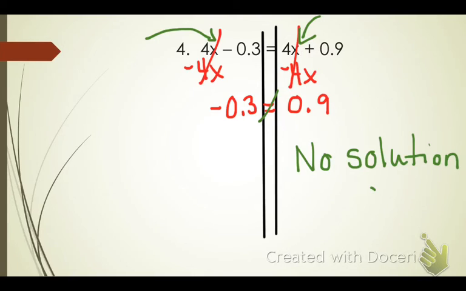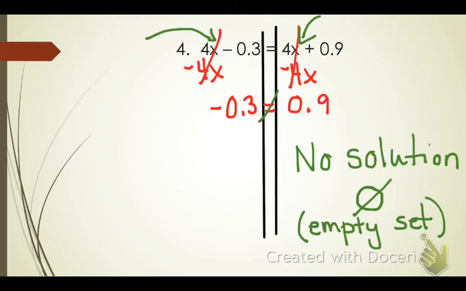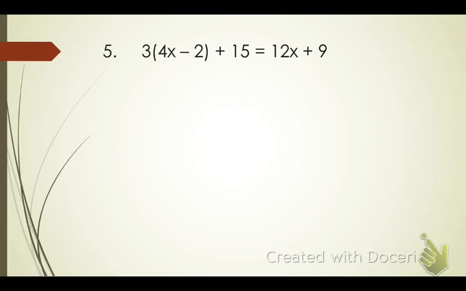Sometimes in algebra we use this notation, which is a circle with a slash through it. This means the empty set, because sometimes we list our answers in what's called set notation. So you will see this symbol from time to time. Right? The 5th problem is another special case that could occur.